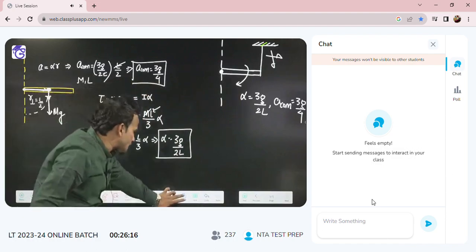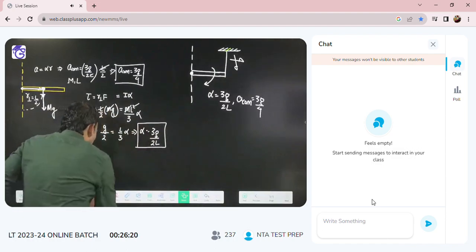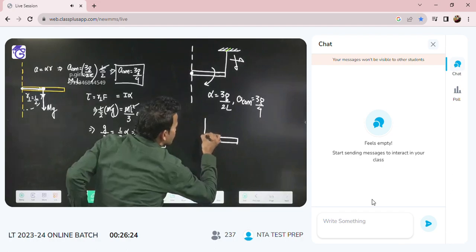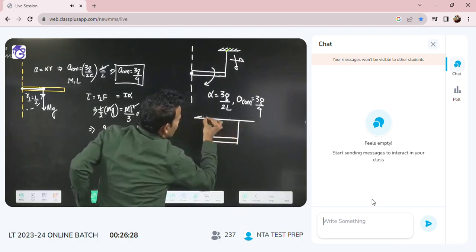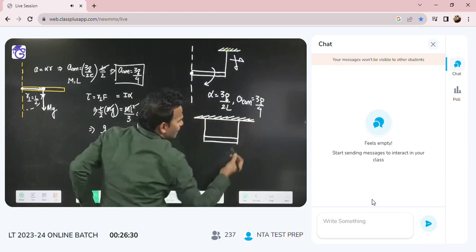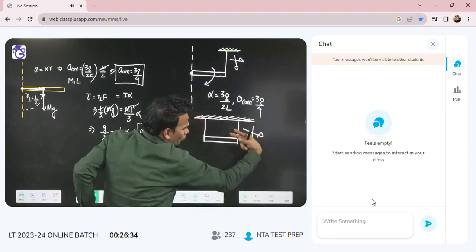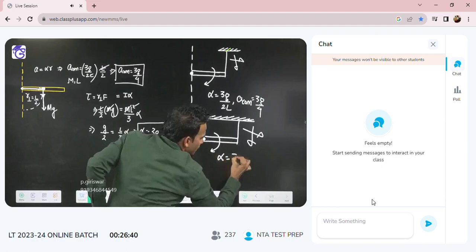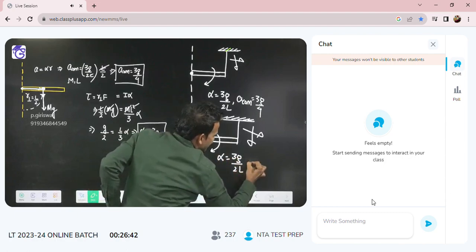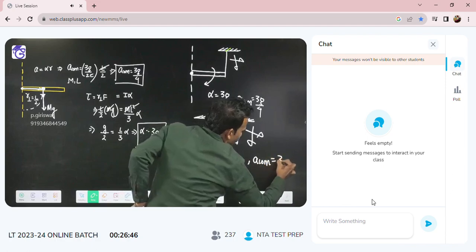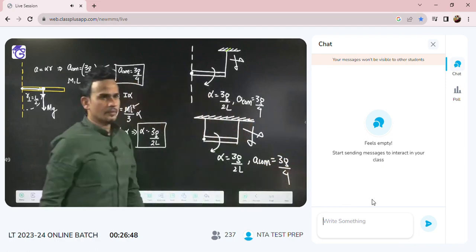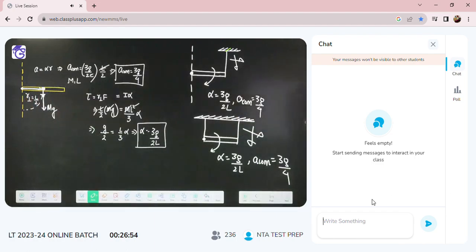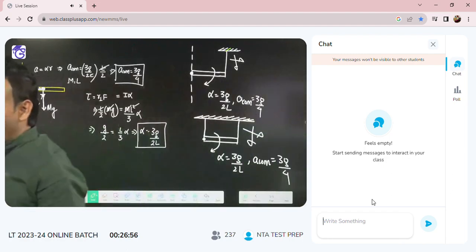Everything will be same. Or sometimes they can draw the same diagram like this. Now they will say both ends of the rod we are hanging with the help of string. Again they will say if one side string is cut, again this rod will rotate about end. Again you will get same alpha 3g by 2L, same ACM, that is 3g by 4. Same answer will come always. All of these situations are same situations. Is it okay?